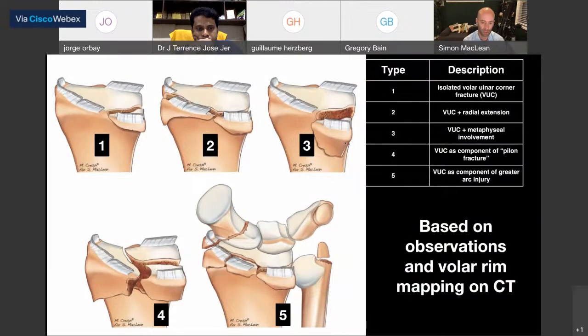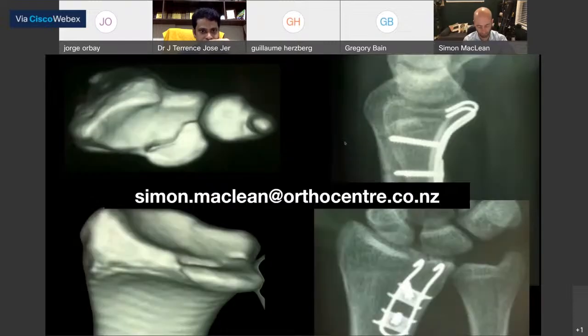So I think about these injuries as a classification with 5 different subtypes. And this is just my own observation. 1 is an isolated volar ulnar corner. 2 is when there's radial extension. 3 is when there's extension proximally towards the metaphysis. And 4 is when it's one component of a pilon fracture. And 5 is when the fracture is a component of a greater arc injury. And that's what I base my management plan on. Many thanks.